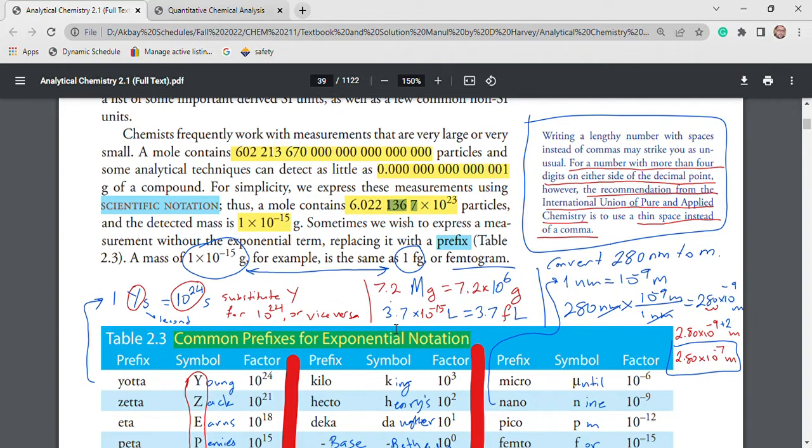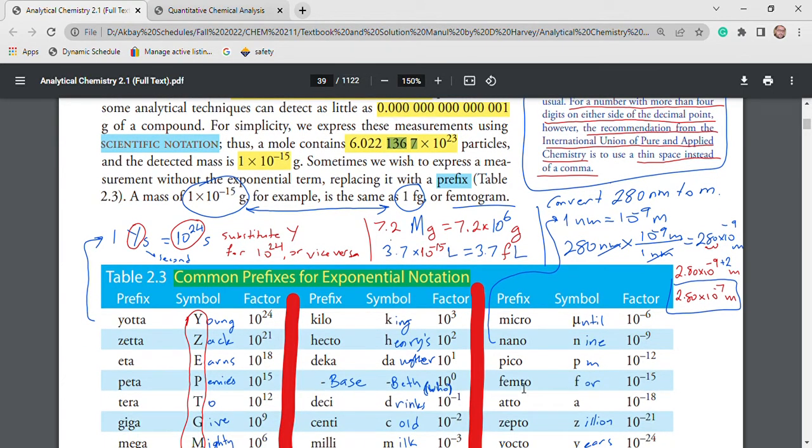And 3.7 × 10 to the negative 15 liter. 10 to the negative 15 is femto, so we can substitute F for 10 to the negative 15. If you want to use the exponential, we just remove the F and put 10 to the negative 15, or vice versa. And so these are equalities.